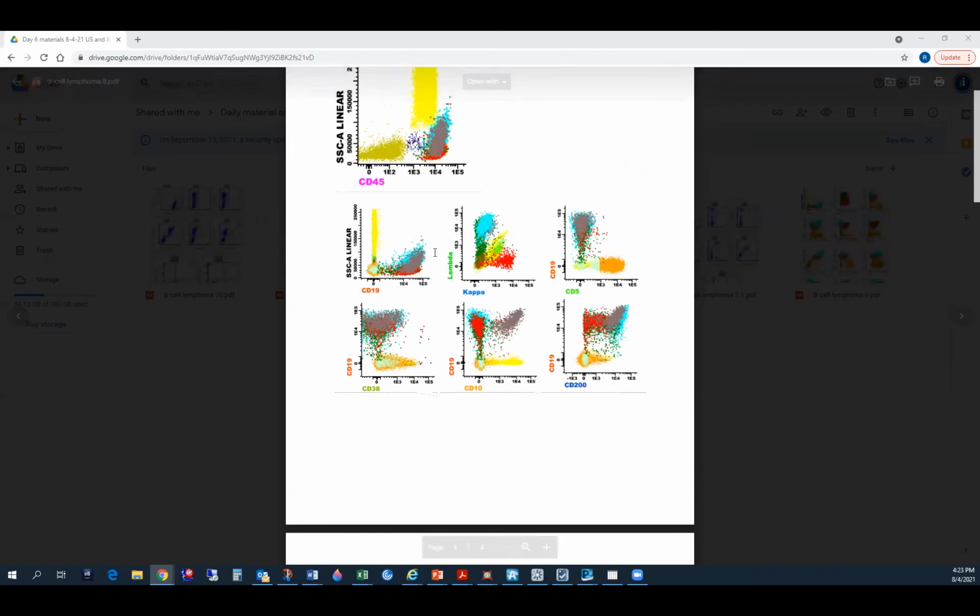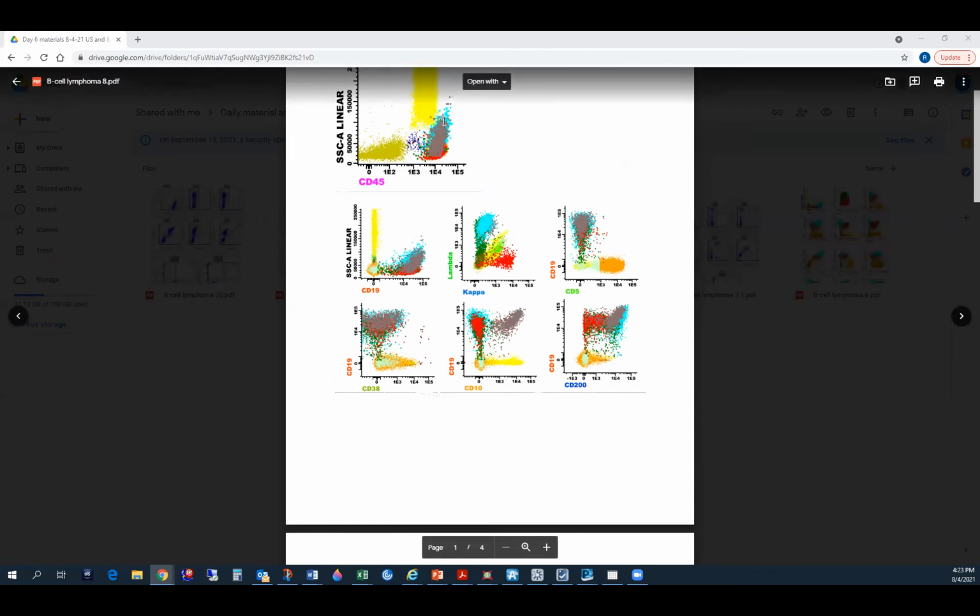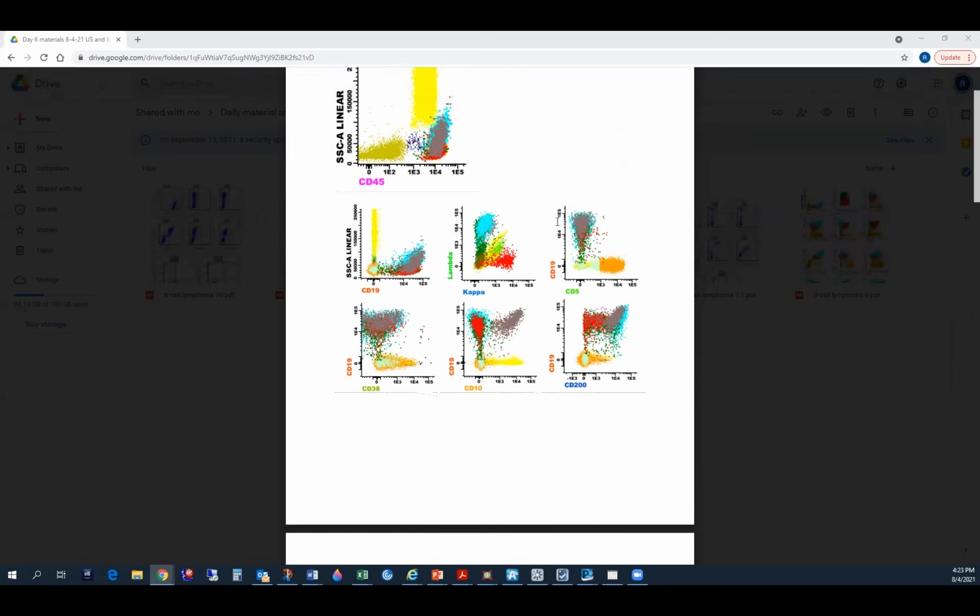So we'll trace them from here. They have a little higher side scatter, both of them, and they're brighter 19. They are both lambda restricted. They are both negative for 5. They are both negative for 38. And there is one population, which is the gray, that is positive for 10, and the other population is negative for 10. And they are both positive for 200.